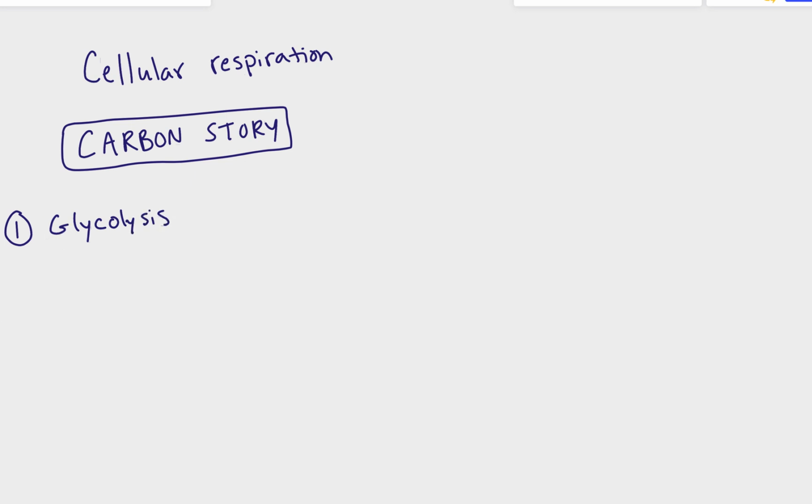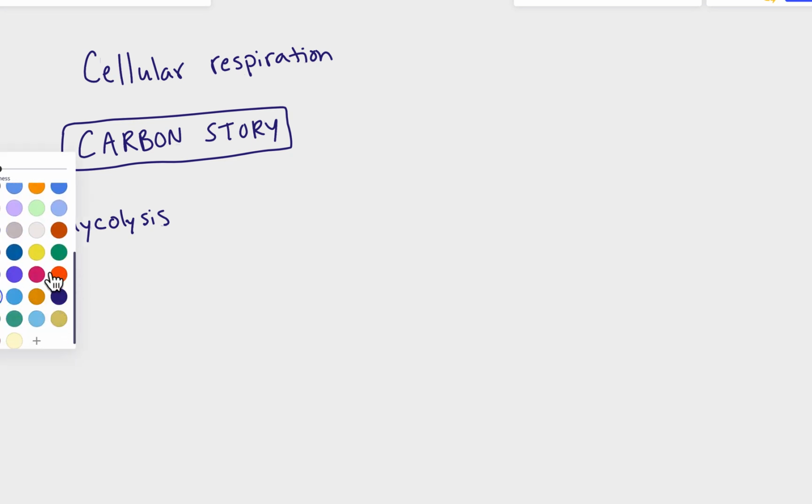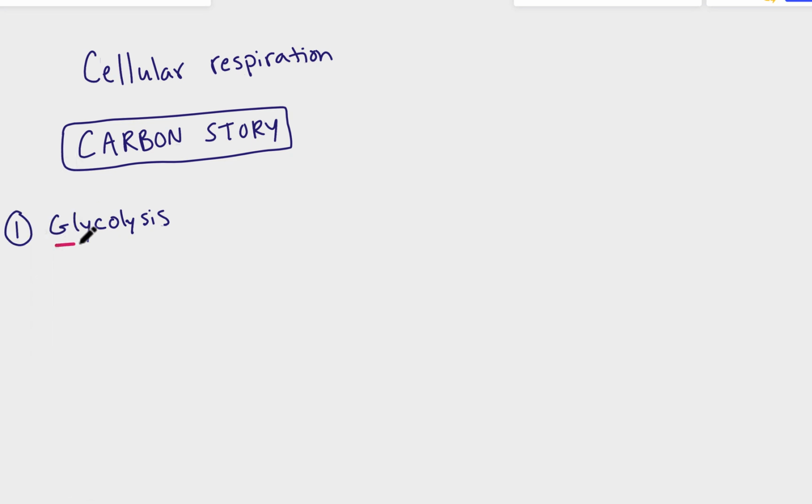If we look at this word, glycolysis. Glyco is referring to sugar. Lysis means break or breaking. So that's what happened. We're breaking a sugar. And what sugar is that? It is glucose.